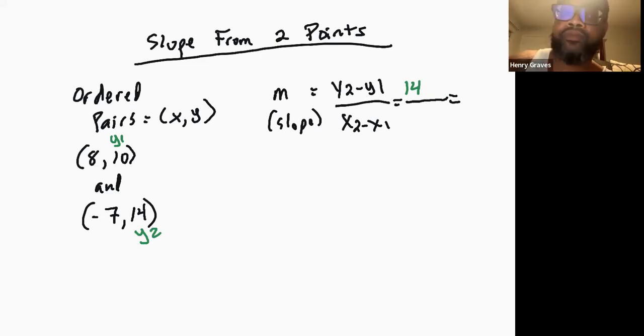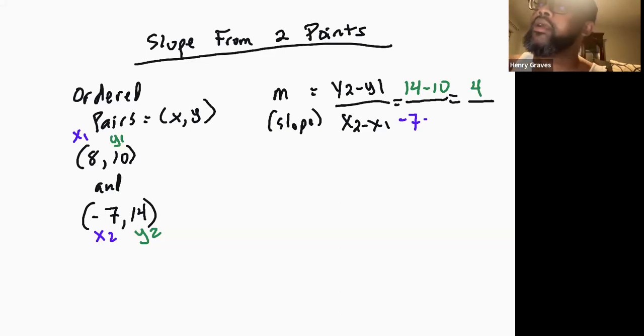And then I'm going to do the x numbers. So this is going to be x1, x2. So I'm going to do -7 minus 8, which is -15. And that's where I might get a lot of confused looks. How do I get -15? Easy. I have -7 minus 8, right?